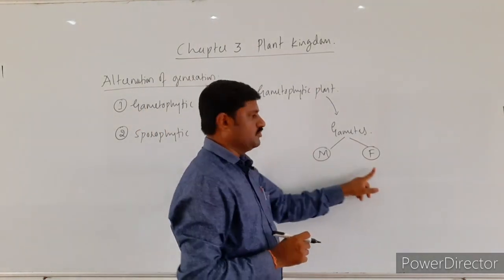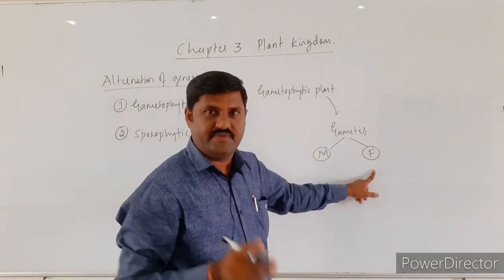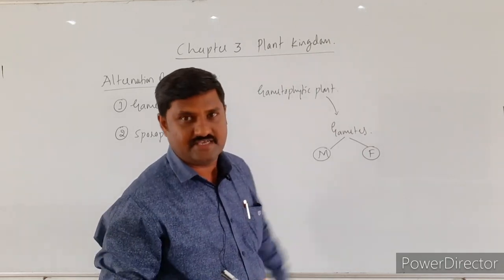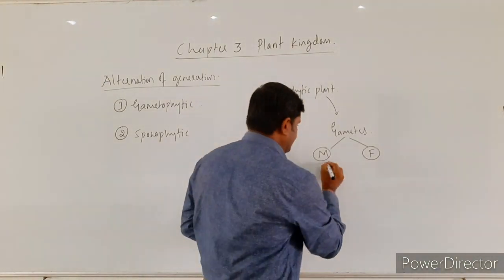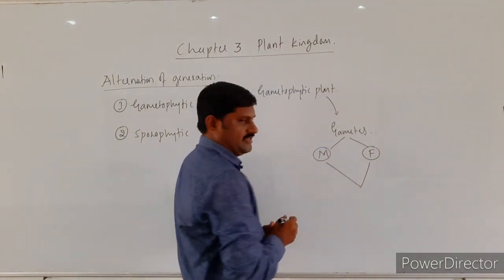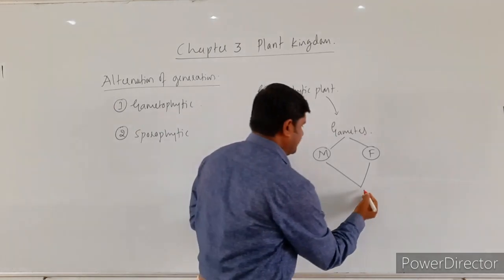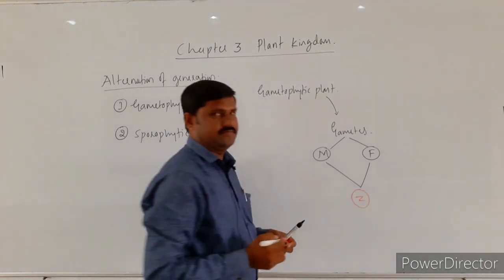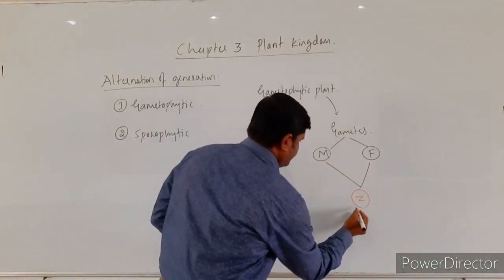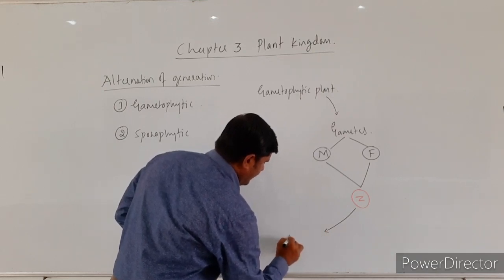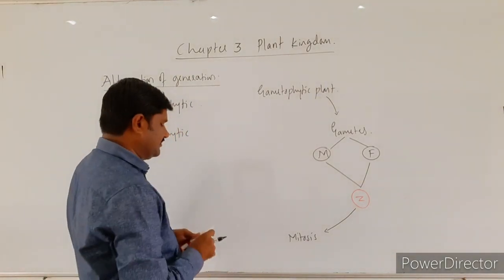When these two gametes are produced, they come in contact with each other in a water medium. Hence these are called the amphibians of the plant kingdom. The male gamete comes towards the female gamete and both fuse with each other. And ultimately what do they form? They form the zygote. This zygote undergoes what? Mitotic division, mitosis.